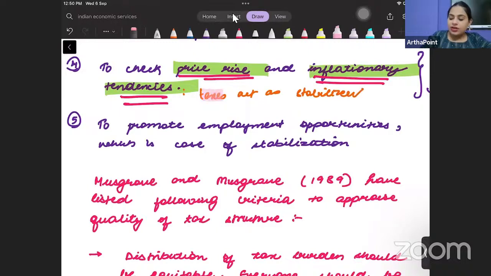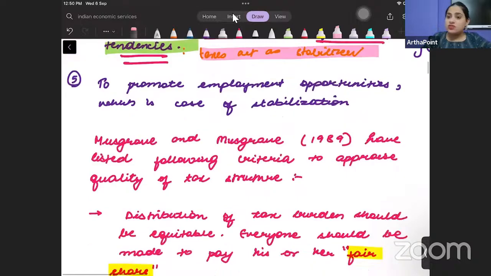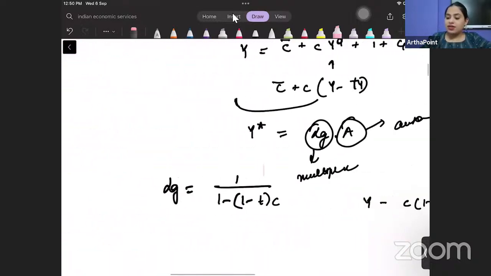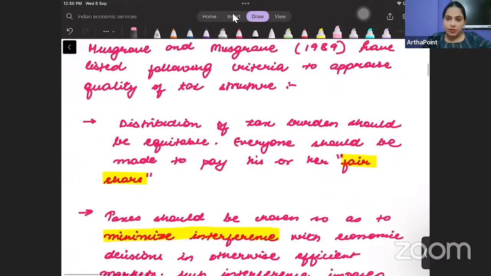This point is important, that they are called the stabilizers of the economy. They can check whether the IS will move right or left because they are coming as part of the multiplier. And it is the multiplier effect that decides how the IS curve will move, right?